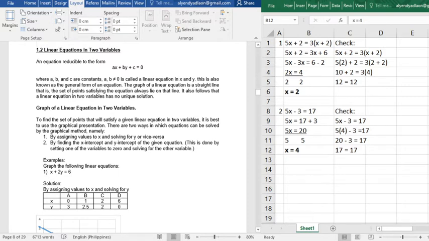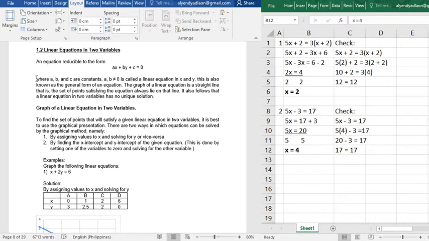Next, linear equations in two variables. An equation reducible to the form ax + by + c = 0. As you can see, we now have two variables, the x and the y, unlike our previous example where we only had one variable, which is x. An equation where a, b, and c are constants, and a and b are not equal to 0, is called a linear equation in x and y. This is also known as the general form of an equation.